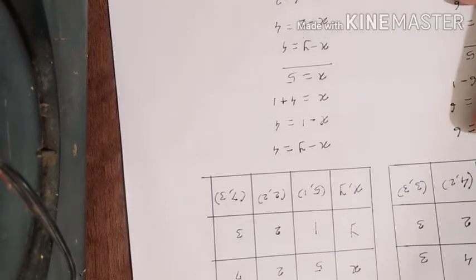Here there is some mistake. See here, we have substituted the value of y as 2, and x minus 2 is equal to 4. Therefore minus 2 becomes plus 2 here, and the value of x will be 6 in this way.